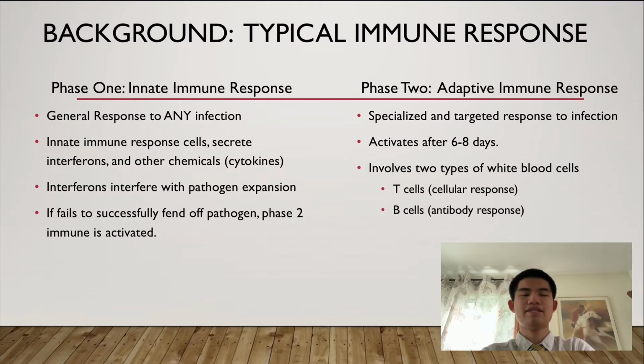The Phase 2 adaptive immunity only activates after the innate response is unsuccessful in fending off the pathogen, usually activating after 6 to 8 days. Although it takes longer to activate, the adaptive response is antigen-specific, highly diverse, and has memory of past encounters. It involves two types of white blood cells, T cells, the cellular response, and B cells, the antibody response.